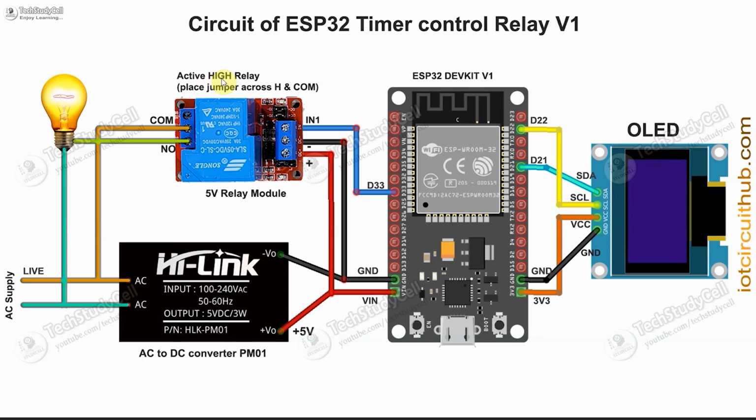And here you can see I have connected this active high relay module with the ESP32. The control pin is connected with GPIO33. As I said, you can also connect an active low relay module. For that, you just have to do some modification in the code, which we'll discuss in the coding part of this video. And for manual control, you can connect this switch across the common and NO terminal of the relay. So the circuit is very simple.